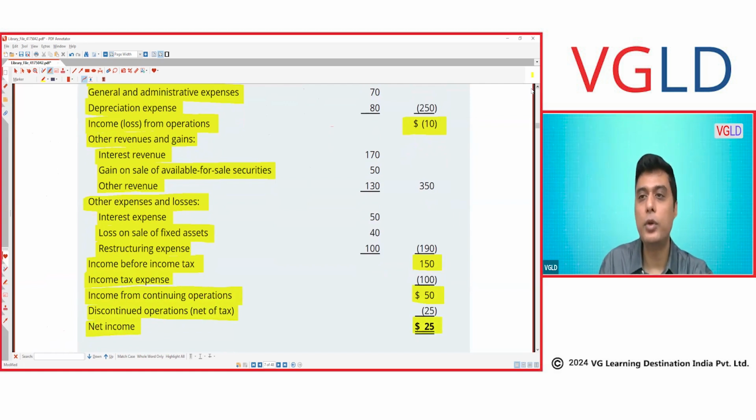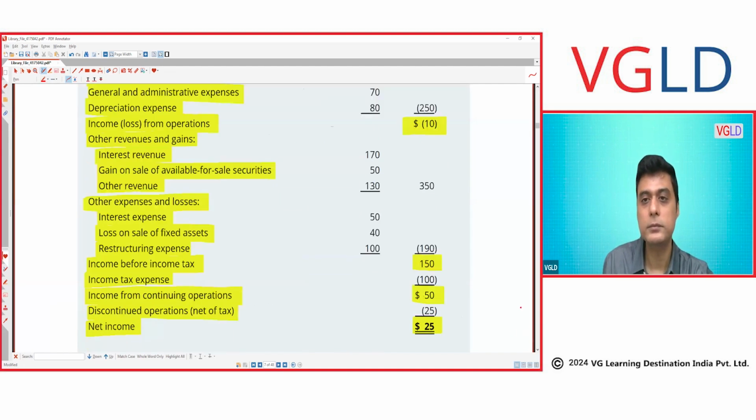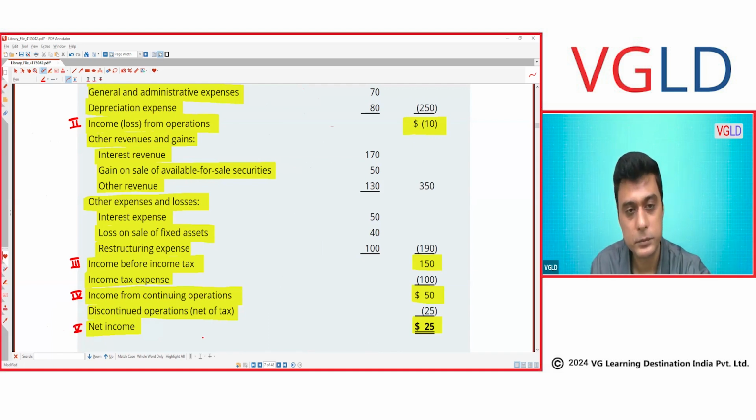So if I put Roman numbering here, the first is gross margin. Then income or loss from operations. Then you have income before income tax. Then you have income from continuing operations. And finally, you have net income. There is no numbering like this. This is just to show you I'm doing this numbering. There is no such numbering.